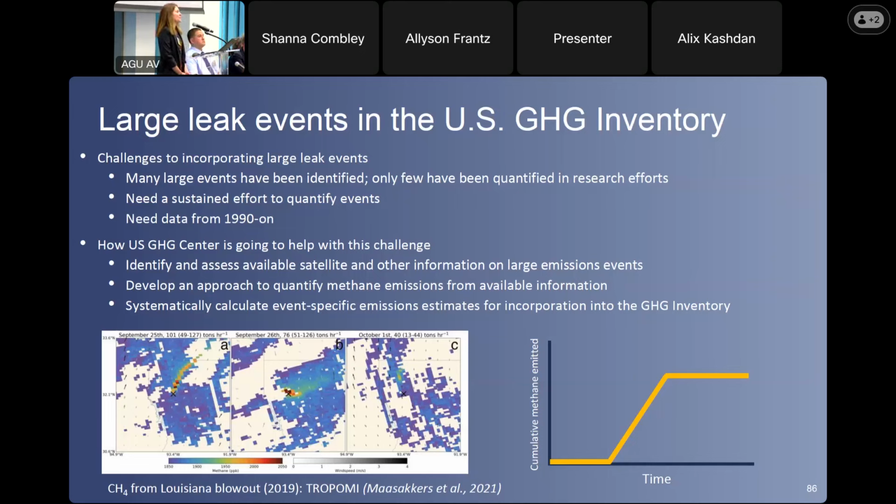So the US GHG Center is going to help us with this challenge in 3 areas. First is identifying and assessing available satellite and other information on large emissions events. Second is developing an approach to quantify methane emissions from available information. And then third, systematically calculating the event-specific emissions estimates so that we can incorporate them into the greenhouse gas inventory.